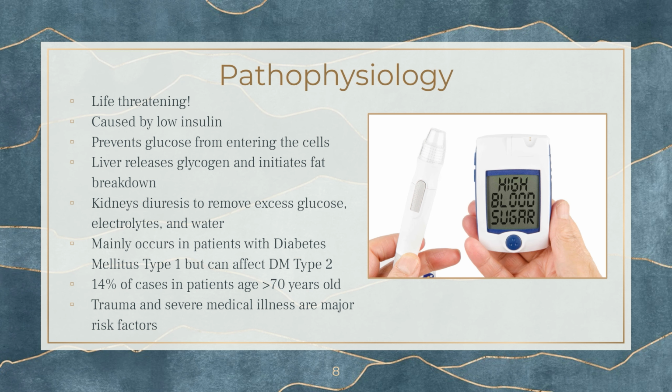DKA mainly occurs in patients with diabetes mellitus type 1, but can also affect patients with diabetes mellitus type 2. In our current case study, the patient has a history of diabetes mellitus type 2. Some age considerations for patients with DKA are that 14% of cases occur in patients over the age of 70, and the mortality rate is as high as 10%. Some major risk factors specifically for this patient in the case study are trauma or any severe medical illness.